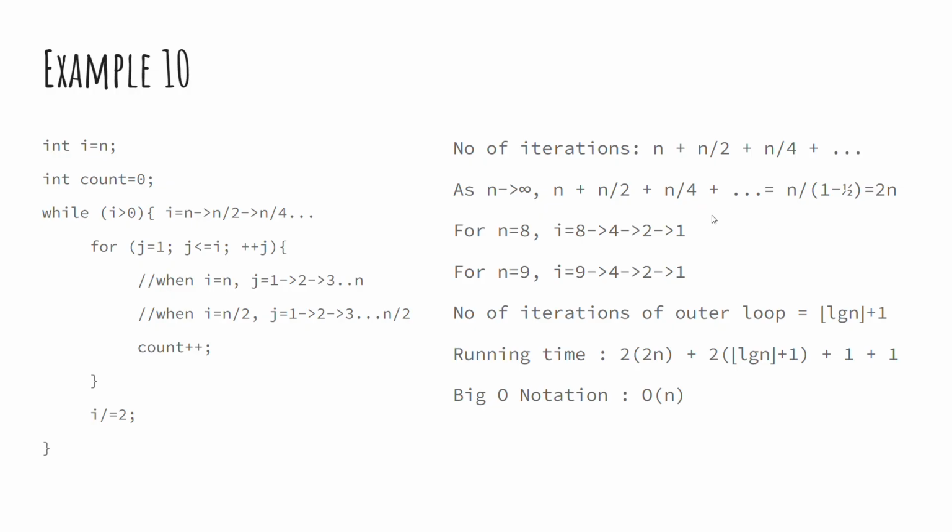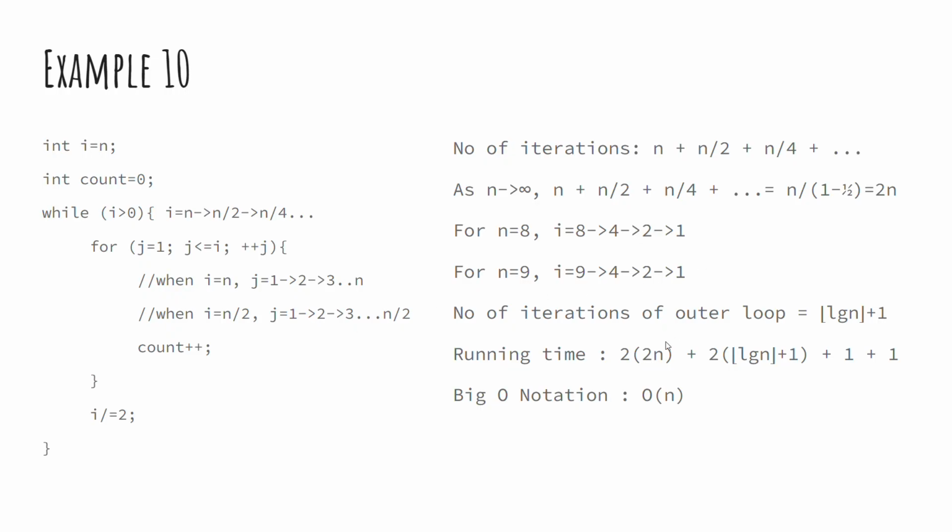And so the way we find the number of iterations is we use the geometric series formula, which gives us an approximation of the number of iterations. So n plus n by 2 plus n by 4 plus all the way down to 0 would be n divided by 1 minus half. That gives us 2n iterations, which means we have 2n iterations of the inner loop. And for every iteration, we again have two operations on this line, because we are first incrementing count by 1 and then assigning that value to count.